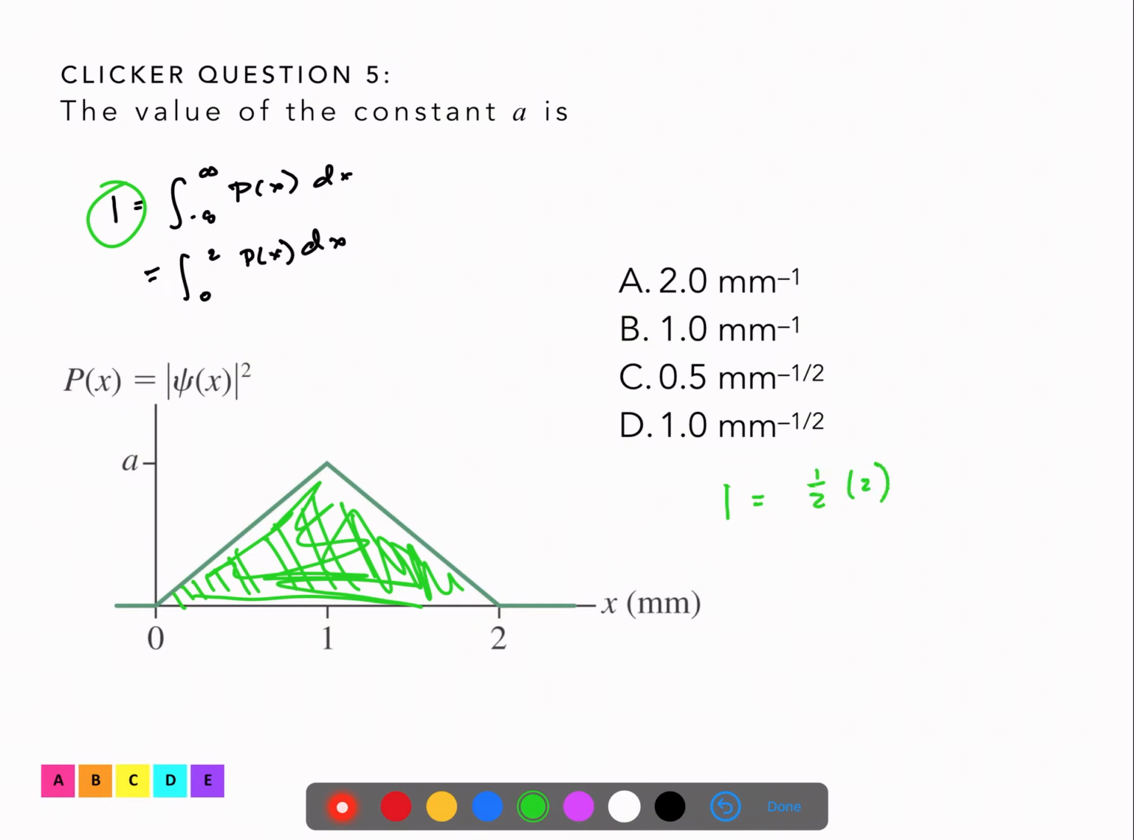So 2 millimeters, because the units are going to matter, times A. All right, so you can see right away that the 2's cancel, and we get 1 millimeter times A. Okay, let's just do it. 1 over 1 millimeter equals A. So A is going to be 1.0 millimeters inverse, and that's going to give us answer B.